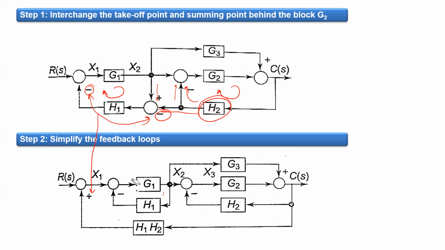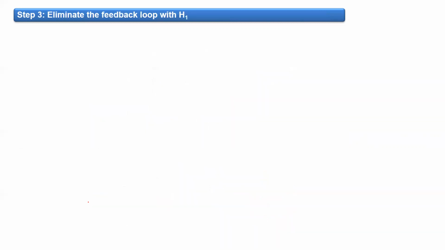Now if we see this picture clearly, we have a feedback loop here, and we have a feedback loop here, and we can simplify this particular part. But in this part we also have a summing point. This one is a pure closed loop, so we can simplify this one also. We need to see which is convenient for us to solve, and then apply the rule accordingly. Now we will eliminate the feedback loop with H1.